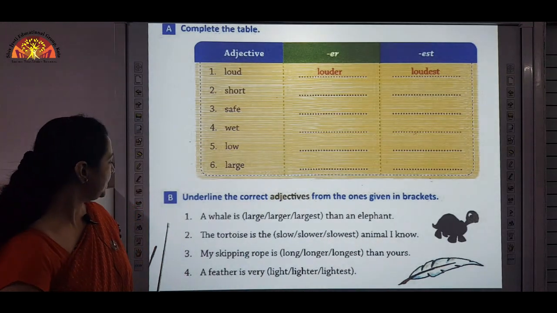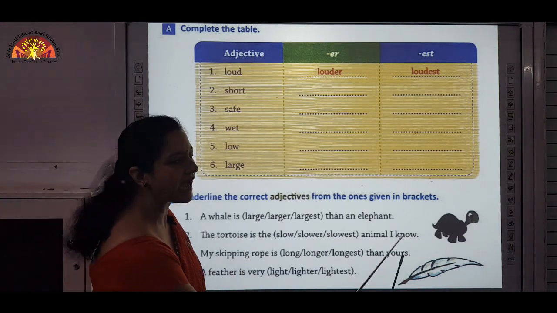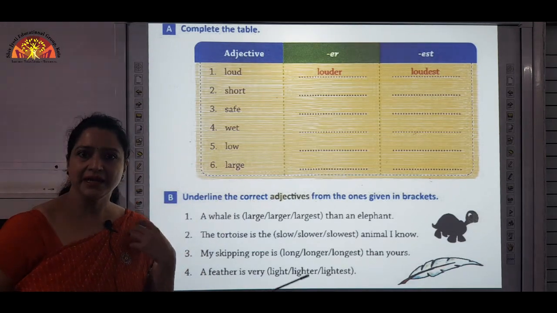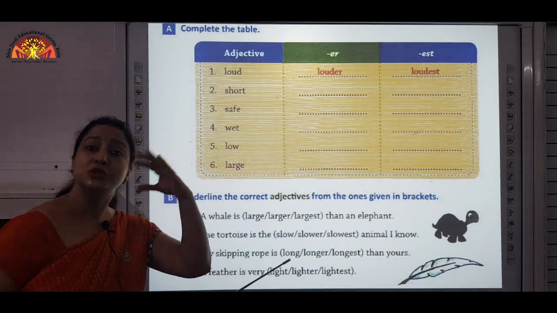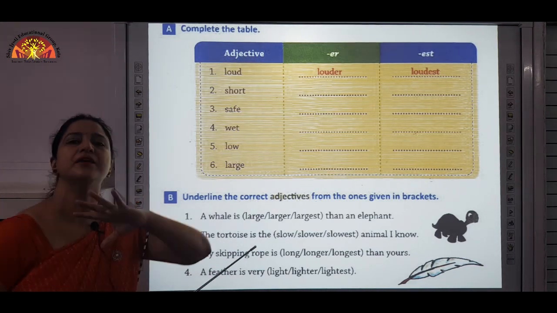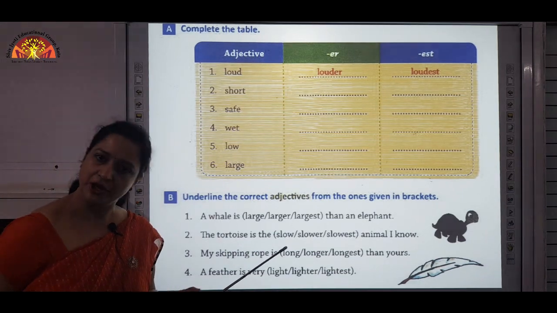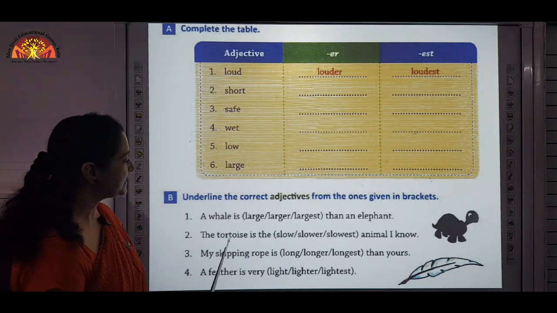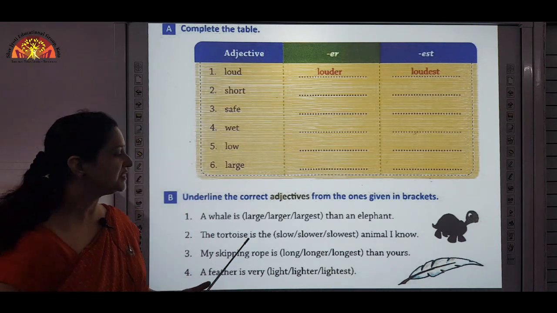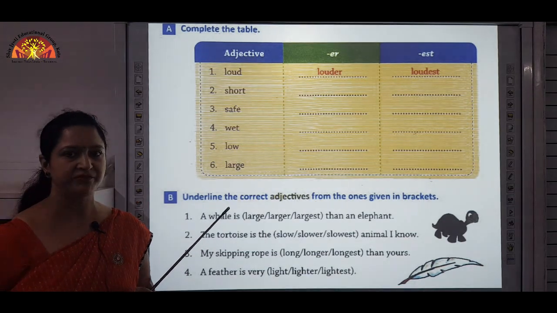Moving to number 2, the tortoise is the dash animal I know. It means out of all the animals I know, the tortoise is the slowest animal, because here I am comparing the tortoise with all the animals. So here we have to use superlative degree of comparison. The tortoise is the slowest animal I know. Now the rest of the sentences you will do on your own and then cross check with the attached PDF with this video.